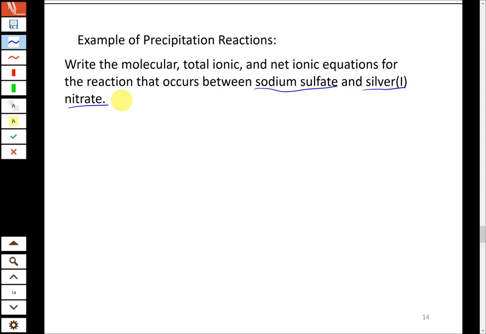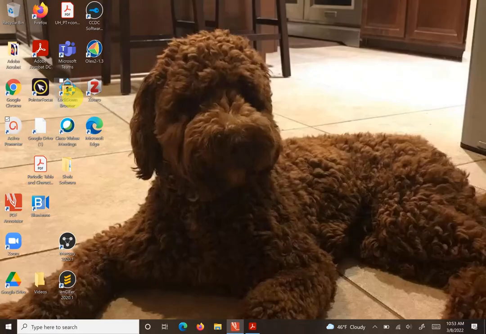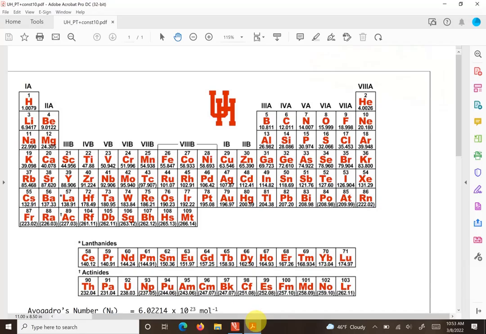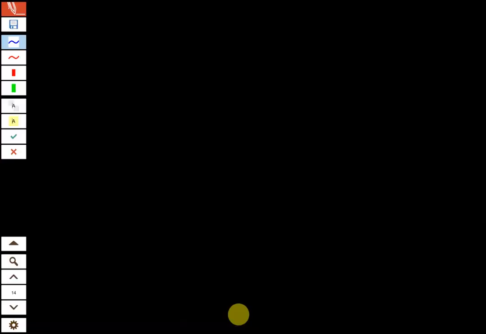So we learned back in chapter 3 how to name and determine the formulas for ionic compounds, so we have to make sure we remember that. So for sodium sulfate, if we go to the periodic table, we should know by now that sodium is one of our group 1 cations, so it's going to form a +1 cation, and then sulfate is SO4 2 minus.